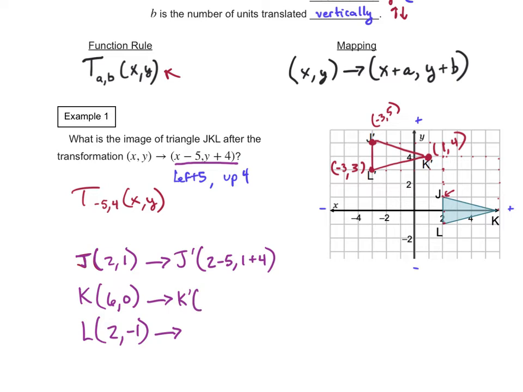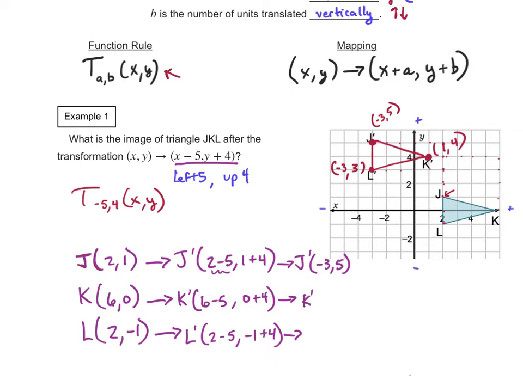K prime is going to be 6 minus 5, and 0 plus 4. And then L prime is going to be 2 minus 5, and then negative 1 plus 4, which these all map to. Of course, these points, doing the math here, should be negative 3, 5. And sure enough, right here, negative 3, 5 matches up.